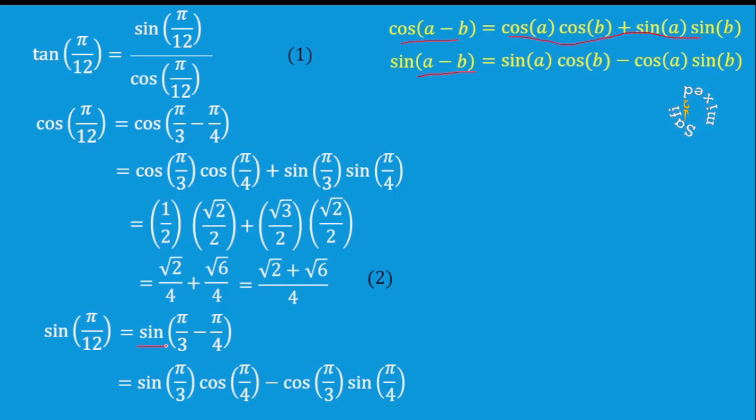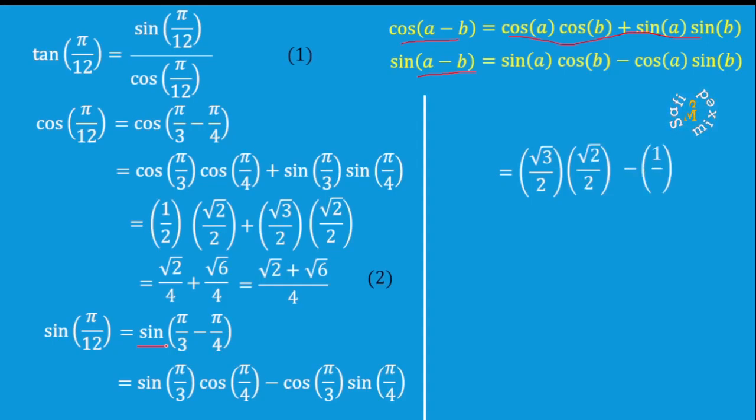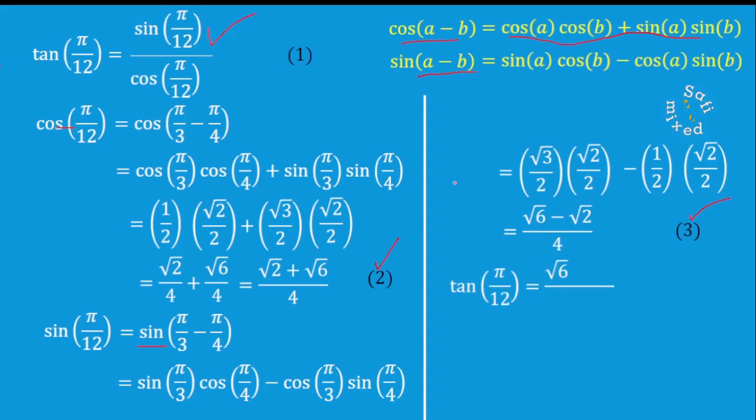And again, from a trigonometric table, we can use the values of these in the form square root 3 divided by 2 into square root 2 divided by 2 minus half into square root 2 divided by 2, which I can simplify into square root 6 minus square root 2 divided by 4. Now using the value of sine pi by 12 from equation 3 and cos pi by 12 from equation 2 in equation 1 at this position, we can write tangent pi by 12 equals square root 6 minus square root 2 divided by square root 6 plus square root 2, which I can further simplify into 2 minus square root 3.